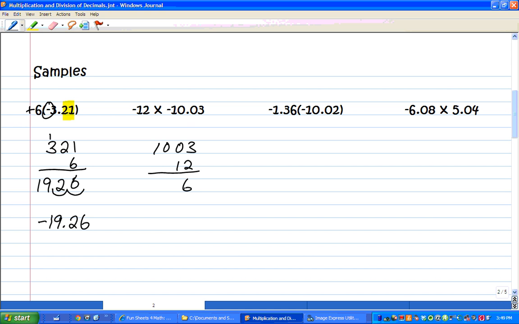2 times 3 is 6. 2 times 0 is 0. 2 times 0 is 0. 2 times 1 is 2. Then you have to put this 0 down here. This is a placeholder. It's a placeholder because I'm taking the number that is in the tenths place and I'm multiplying it by the digits on top, so my answer needs to start in the tenths place.